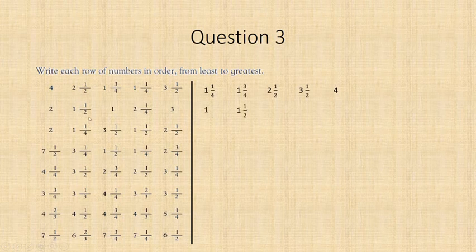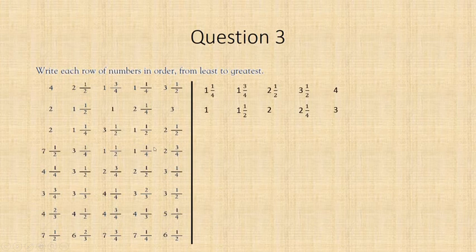After that, it's 1 and 1 over 2. Then I will compare the two twos. So I have 2 and 2 quarters. So 2 and 1 quarter, I'm sorry. So first I will write down 2 and then 2 and 1 quarter. Then the last thing is 3.